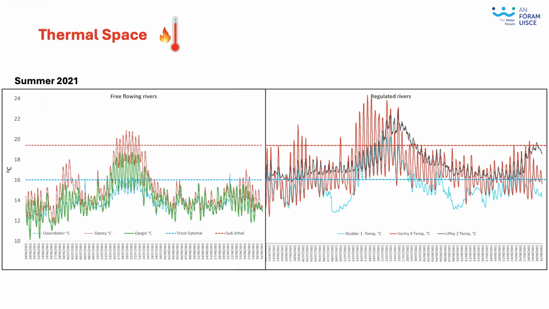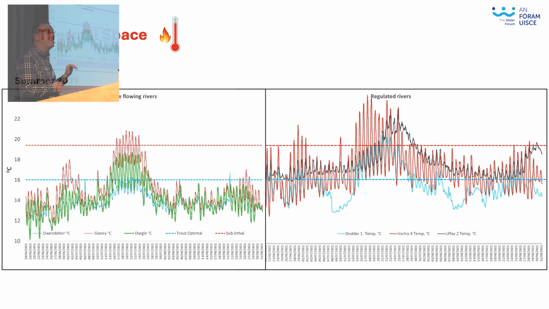Okay, regulation is also bad for temperature, especially if you're a cold water species such as salmon or trout. So in the plot nearest to me, there are 3 free-flowing rivers, so they're not regulated, draining off the Dublin Wicklow Mountains. And in the far plot, that's 3 regulated rivers.